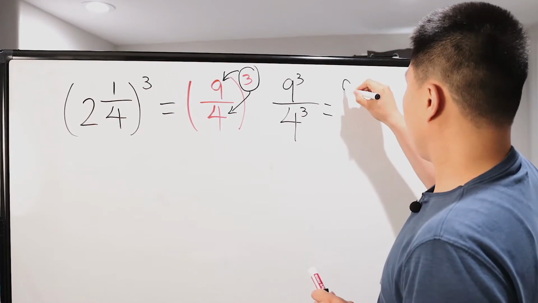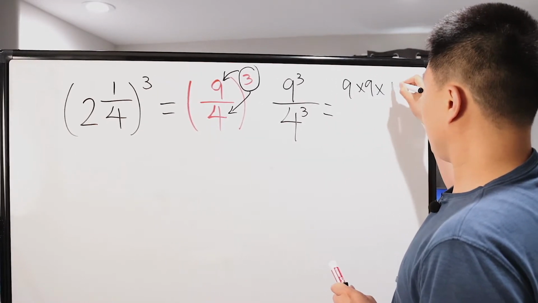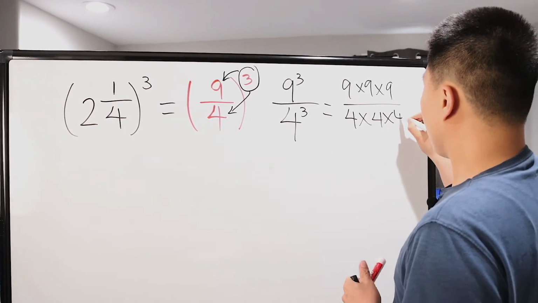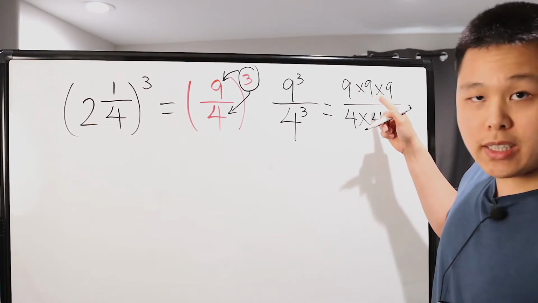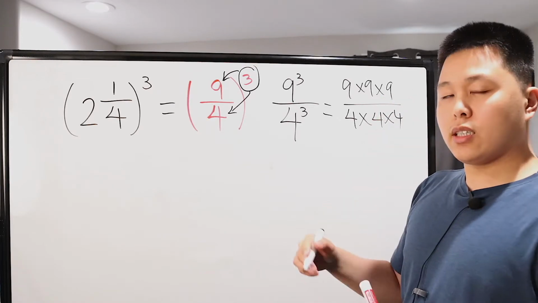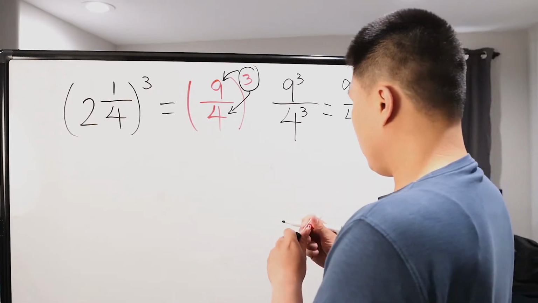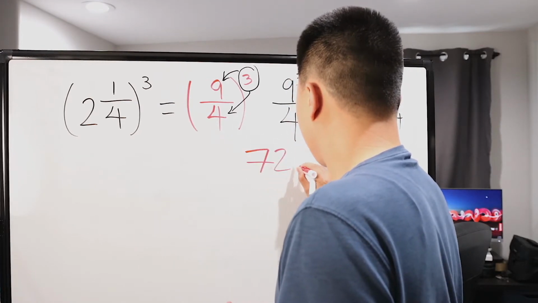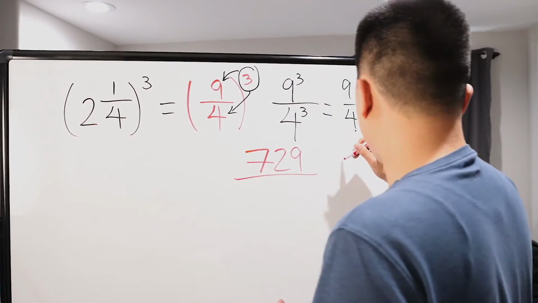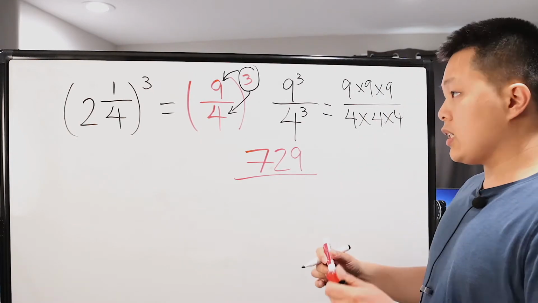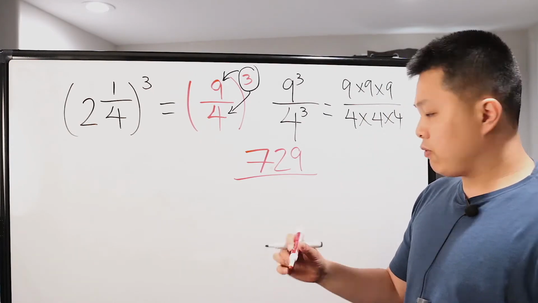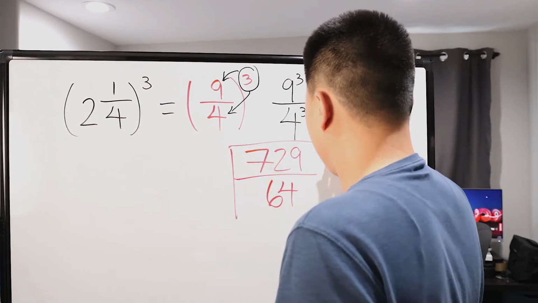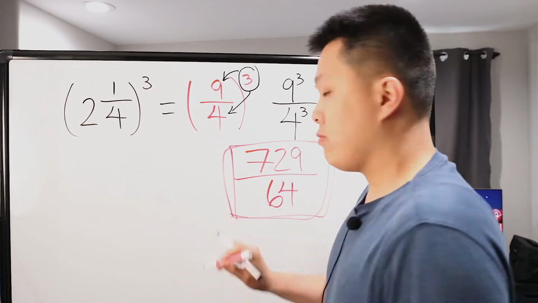In this case, it's 9 times 9 times 9 over 4 times 4 times 4. So up here, 9 times 9 is 81, times 9 again is 729, I believe. So let's just write that over here. It's going to be 729 on top. The bottom is 4 times 4, which is 16, times 4 again is 64. So this is going to be 64 right here. And so this is our final answer.